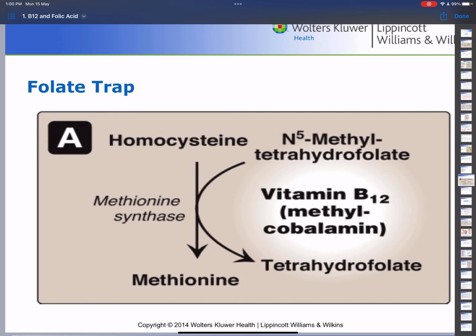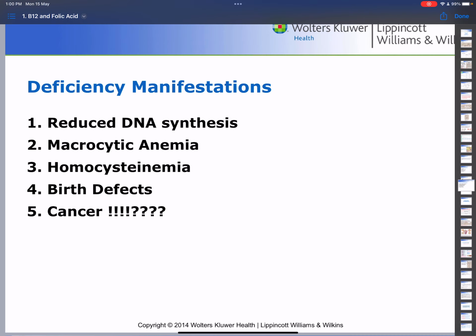Now the manifestations associated with folate deficiency: reduced DNA synthesis. That's why we are using certain drugs to inhibit folate metabolism, to stop DNA replication or synthesis, because it may affect cancer cells. Macrocytic anemia, there will be enlarged cells. Homocystinemia, there will be an increase of the homocysteine level. And this molecule, by the way, is another subject you could research, and at least do a literature review on.